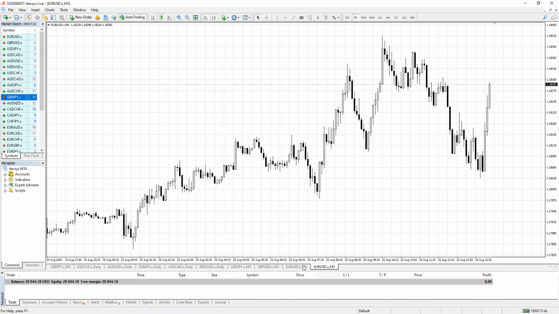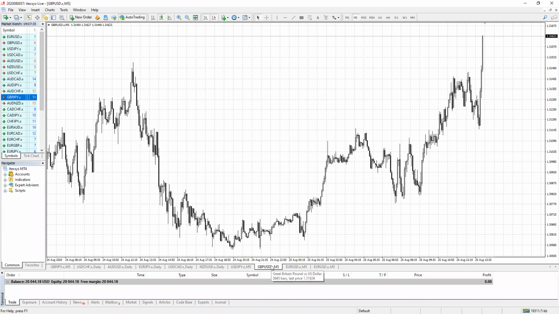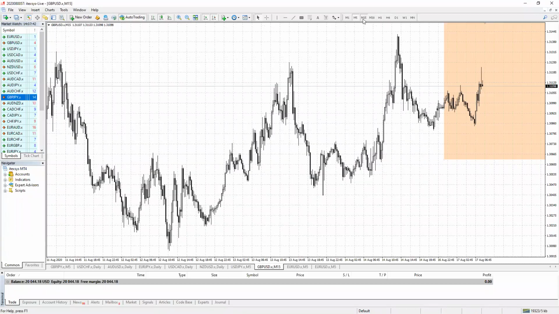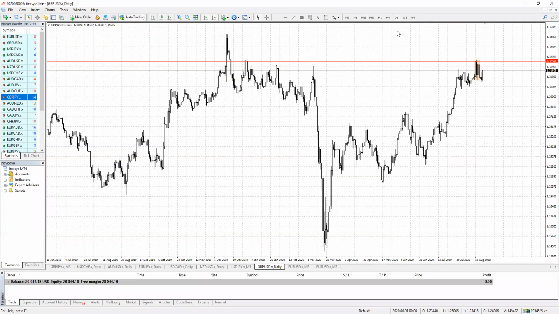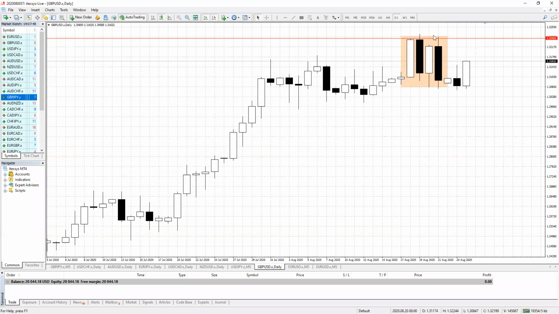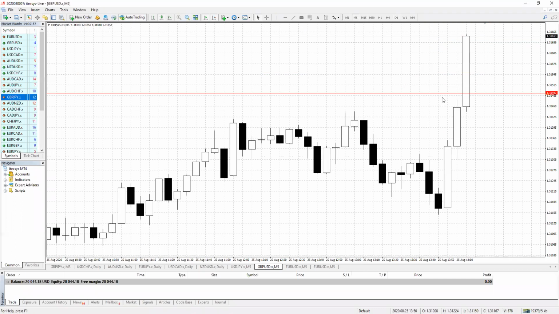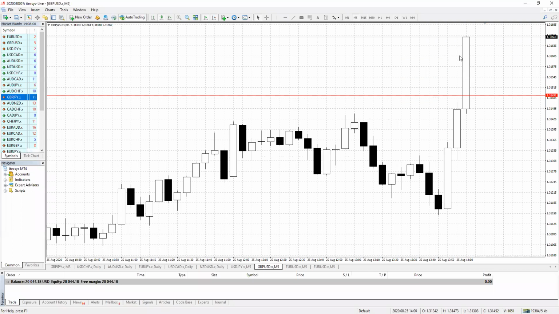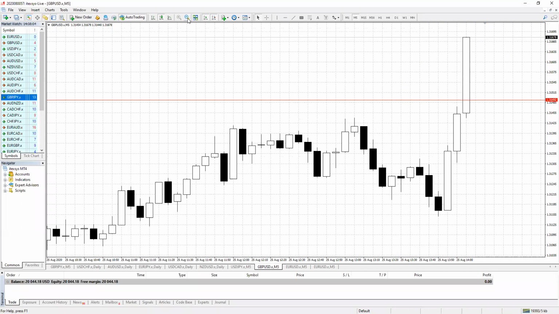Okay, I think I'll stick to the Euro USD. Okay, maybe to the pound. Okay, look what's going on here. Daily. Okay, we just broke, let me clean this. We just broke the previous day high, which is right here, correct? So now this is the break, and we need to wait for a close of this bar.